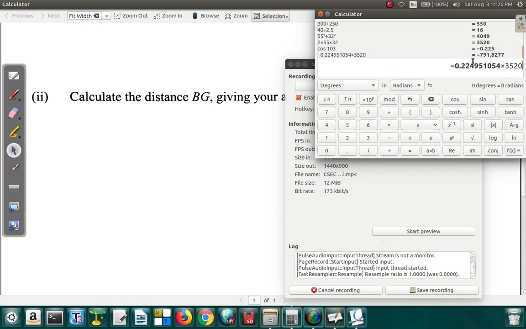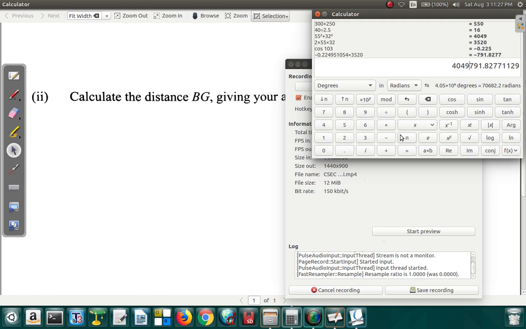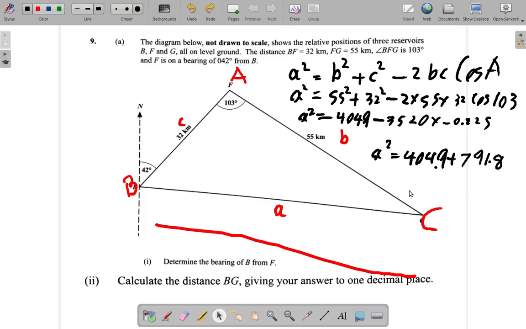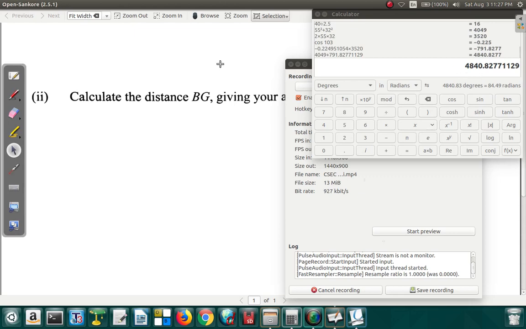4049 plus 791.8 equals how much? 4840.8. So that means, let me continue here, a squared is 4840.8.